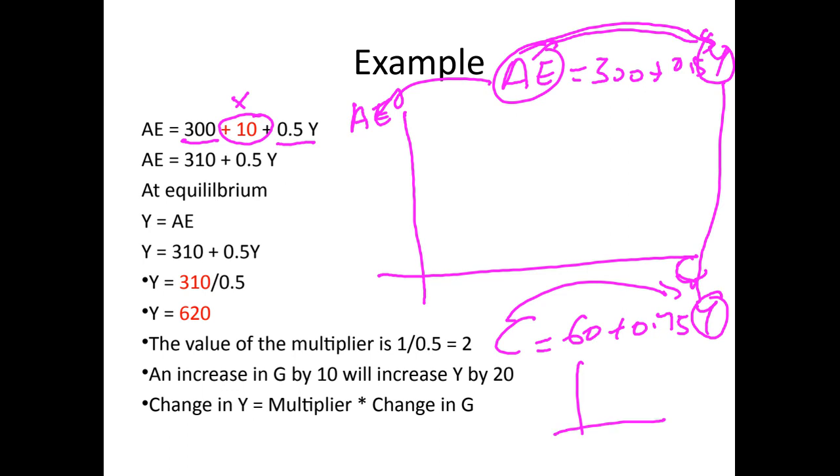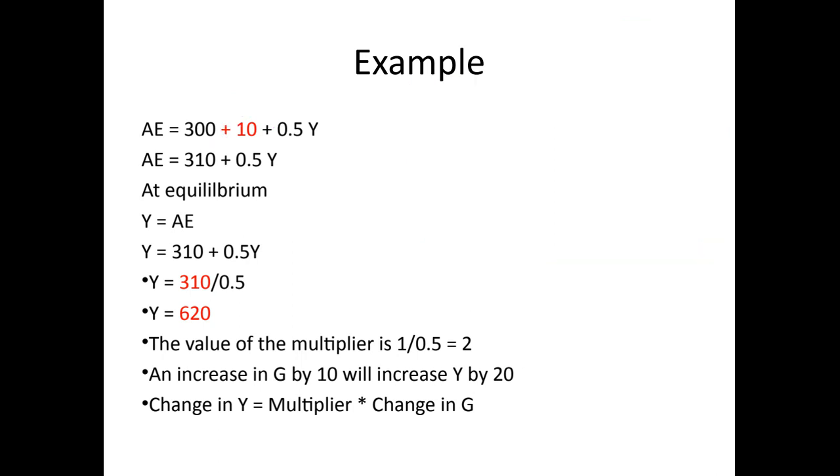Okay, so let me delete everything and redraw this diagram. This is how we're going to draw this. Y, real GDP, on the horizontal axis, and here we have aggregate expenditure. Now when Y equals 0, aggregate expenditure equals 300, right?